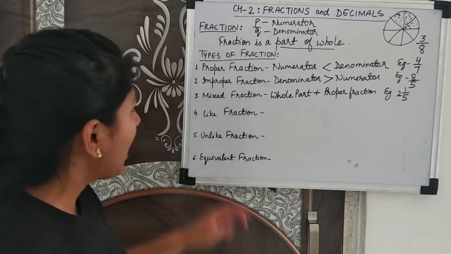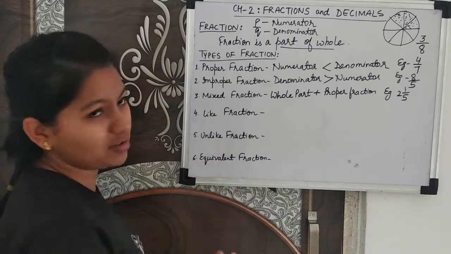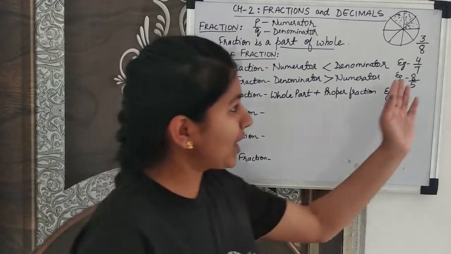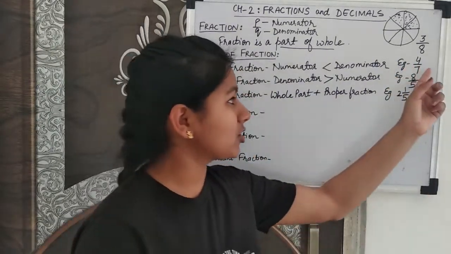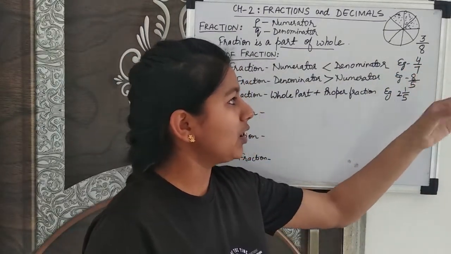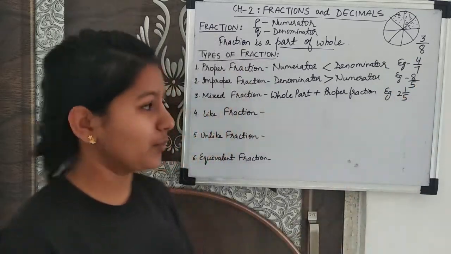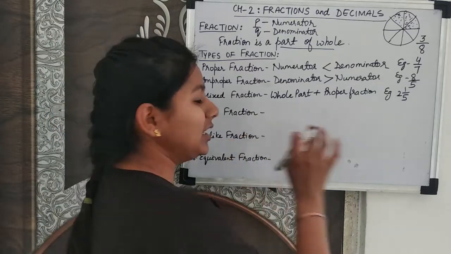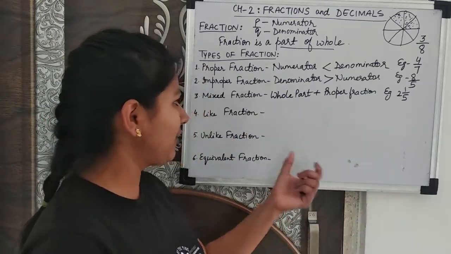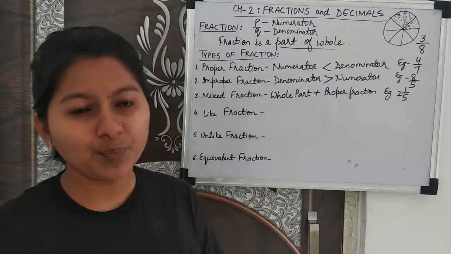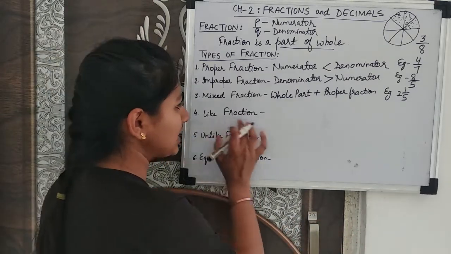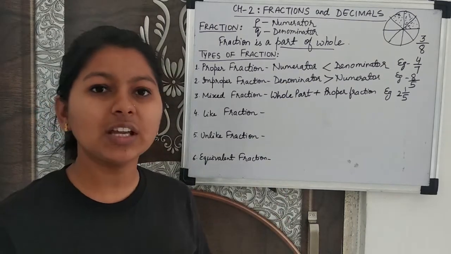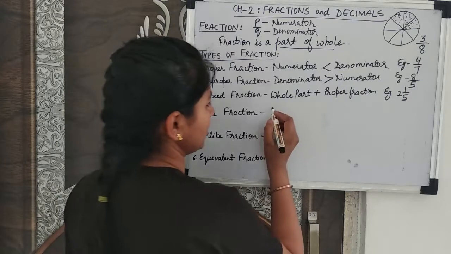Now like fraction. If I talk about the above 3 fractions, proper fraction, improper fraction or mixed fraction, by seeing a single fraction only, we can say whether it's proper or improper or mixed. But this doesn't happen in the remaining 3 cases. We can't judge from a single fraction whether it's a like fraction or not. So for deciding whether it's a like fraction or not, we should have a group of fractions.